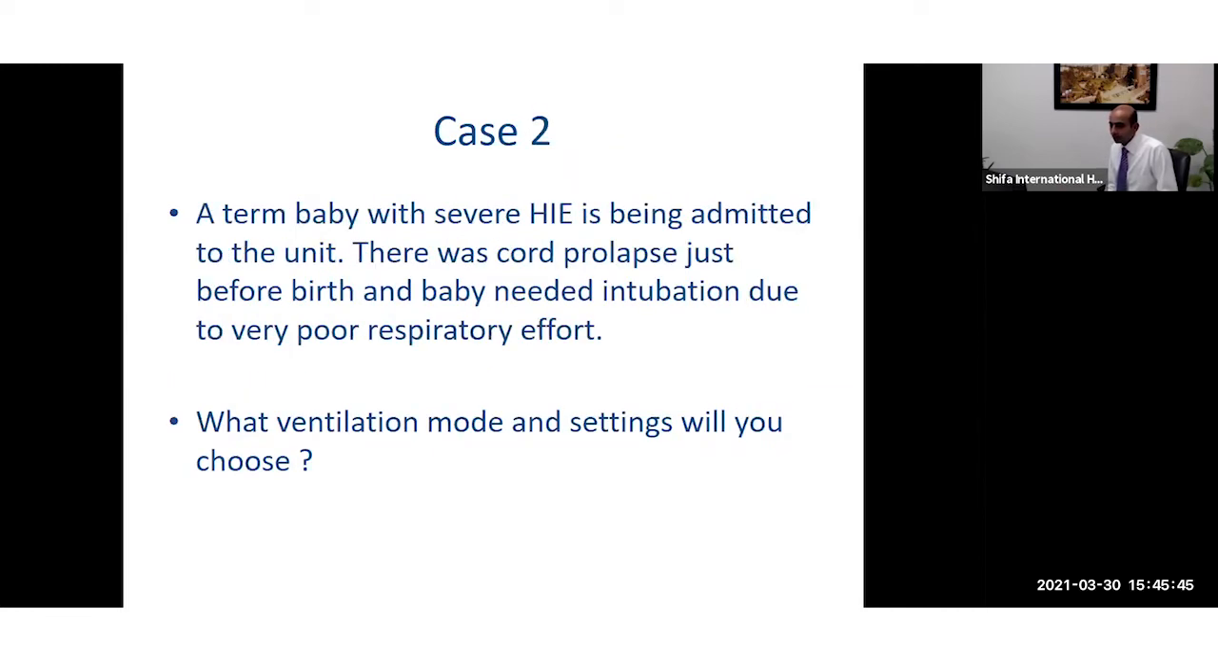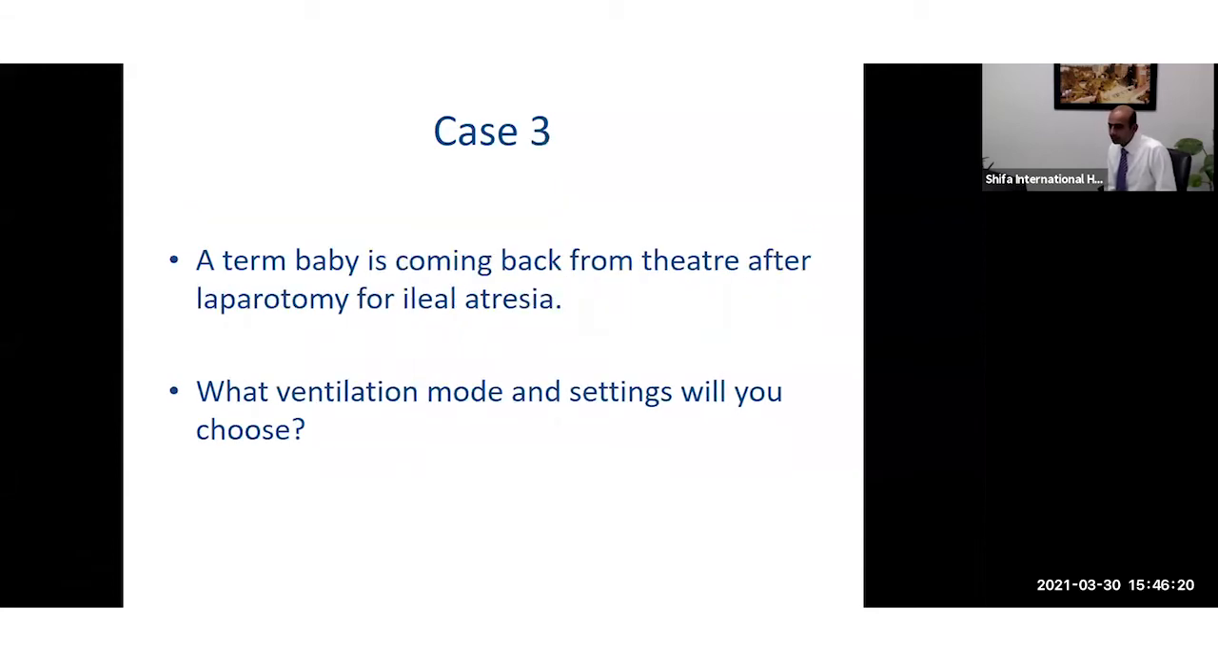In the second case, I'm expecting that the lungs are likely to be normal. So the baby should not need a significant amount of ventilatory support. The baby has needed mechanical ventilation because of HIE and poor respiratory effort. So again, volume guarantee ventilation should be used so that we can control the CO2 in the normal range. Assist control or SIPPV would be the mode of choice along with volume guarantee. But if you're not used to assist control ventilation, you can also use SIMV in this case as well.